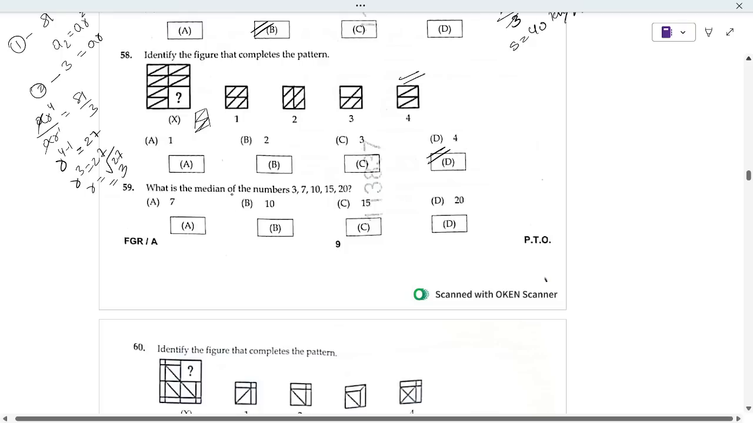Median means we have to find the middle value. First we arrange the numbers in ascending order, then take the middle value. Now here the ascending order, smaller to bigger, is 3, 7, 10, 15, 20. That means the middle one here is 10. B is the answer. 60.